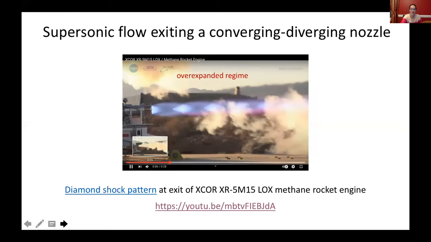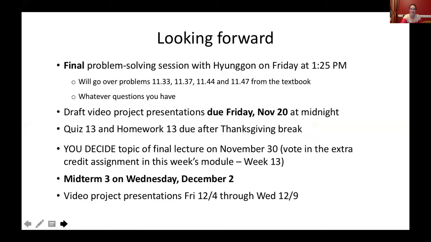All right, so pretty impressive. You can read more about diamond shock patterns here on the Wikipedia page.